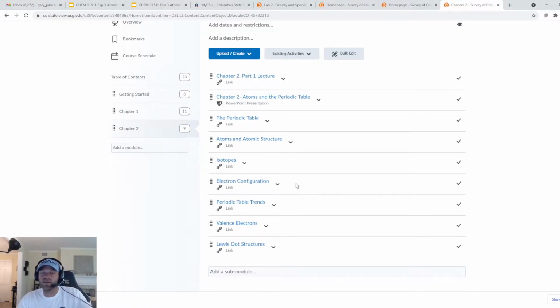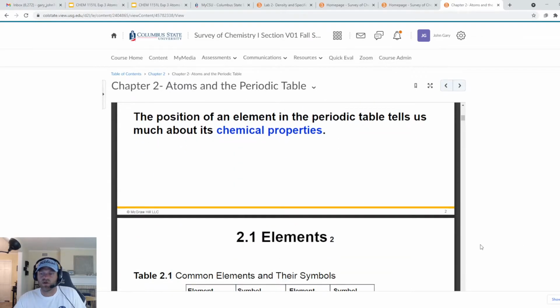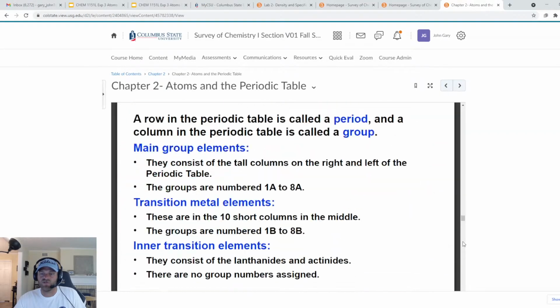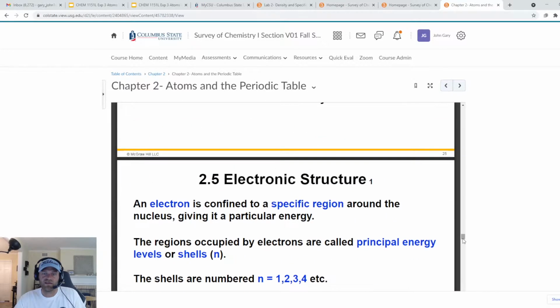You can go back in and look at electron configuration, periodic table trends, valence electrons, Lewis dot structures, and they're all different teachers or different ways of showing the material that might strike a chord with you, right? As I said, everybody learns differently, so I try to provide as many resources as possible. So here you have supplemental videos. We also have the PowerPoint from this chapter straight from the book. So we'll go through that. I think I'll also flip back and forth to the text to make sure we're not missing anything.